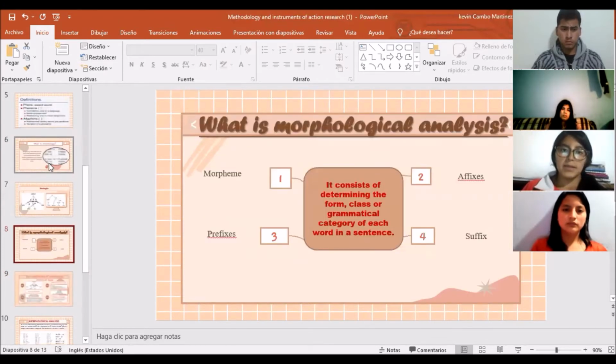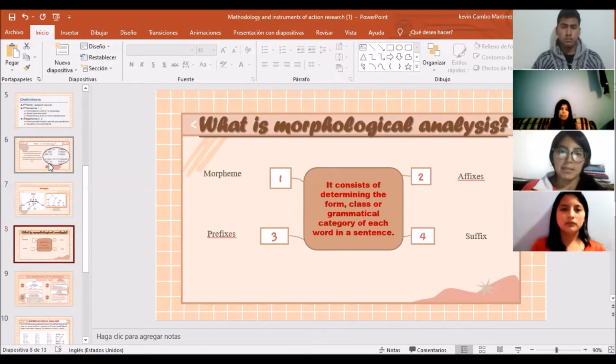What is morphological analysis? It consists of determining the form, class or grammatical category of each word in a sentence. This section has 3 parts. In the first part, some basic terms in morphology are introduced, in particular morpheme, affix, prefix, suffix, and free forms. The second reviews conventional ways of grouping languages, such as isolating, agglutinating, and inflecting.